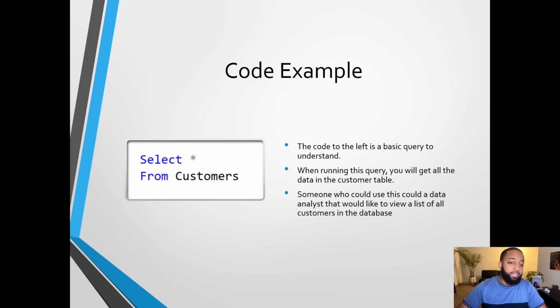Now, here's an example, a basic query that you have to understand. Now, this is select star from customers. Now, when you run this query, you'll get all data from the customers table, and how this is read is you're selecting everything. So by everything you mean every column from the customers table. So someone could use this, could be like a data analyst who is trying to find a list of all customers from the database. Now, it's one thing for me to tell you, but let me show you using the SQL Server.